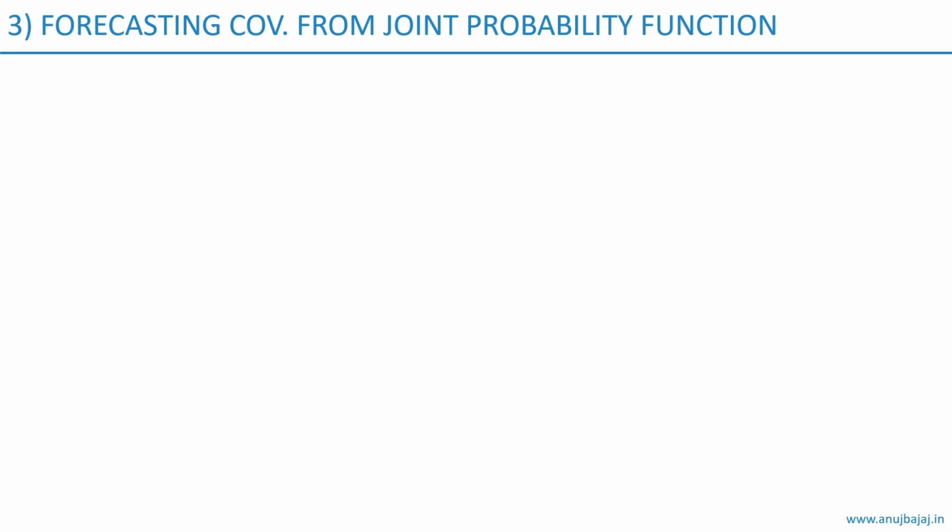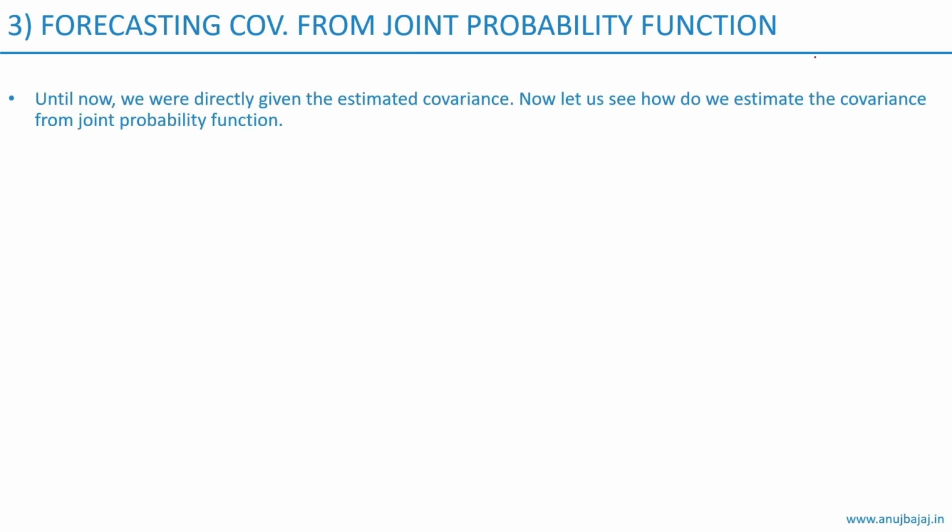So now we come to the main part of section 3, which is to forecast the covariance from the joint probability function. Until now, we were directly given the estimated covariance. So if you remember the calculation of the expected variance and the expected correlation, we were directly given the data of the estimated covariance. Now let us see how we estimate the covariance from a joint probability function.